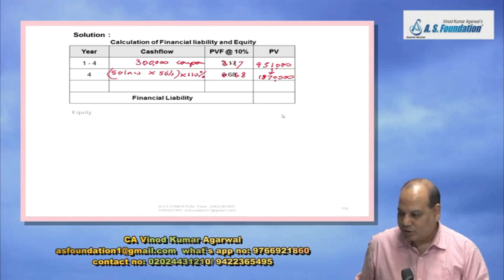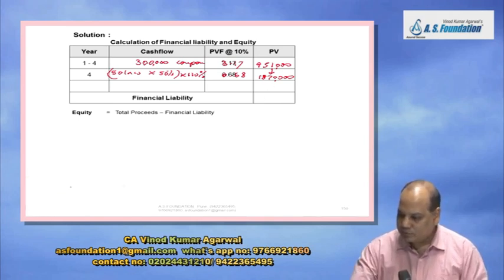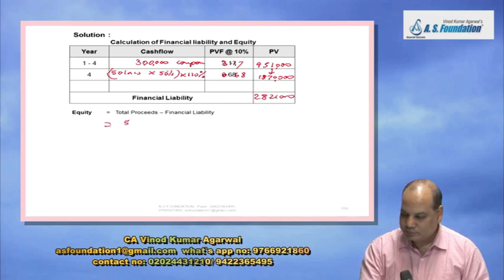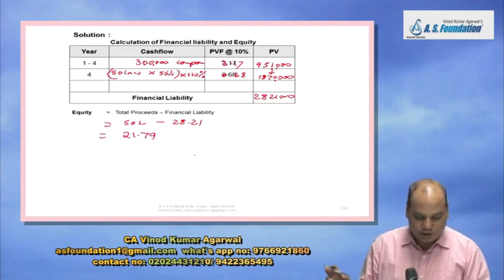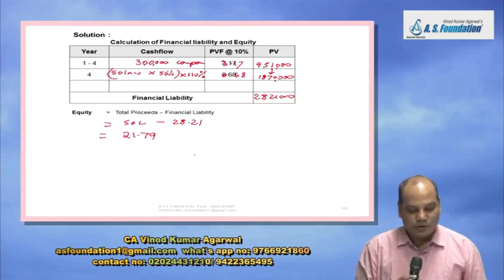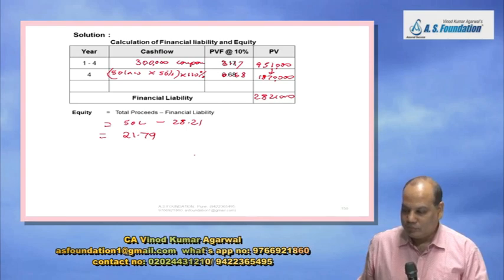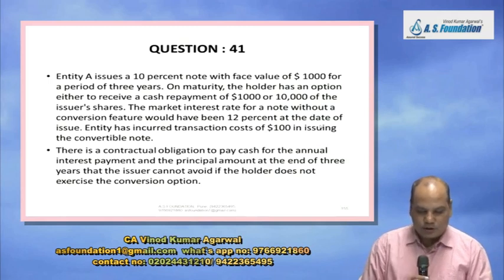Financial liability is 28 lakh 21,000. So equity will be 50 lakh minus 28 lakh 21,000, which is 21 lakh 79,000. And the journal entry from the book: bank account debit 50 lakh, to debenture account liability 28 lakh 21,000, to debenture equity account 21 lakh 79,000. Okay. Next, problem 41.